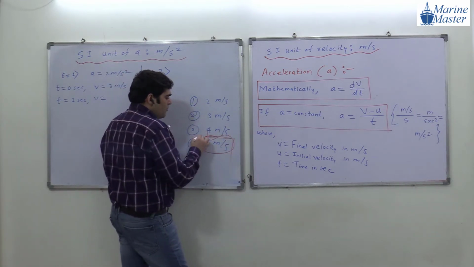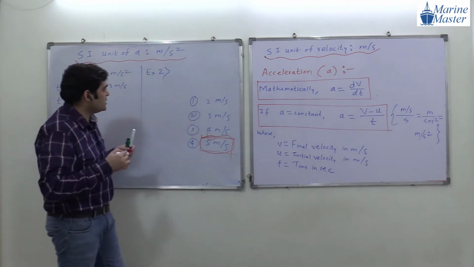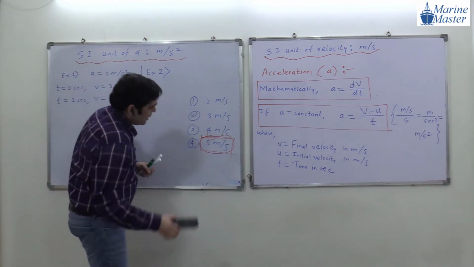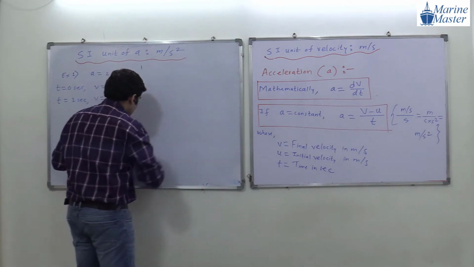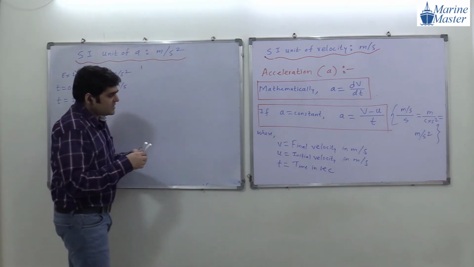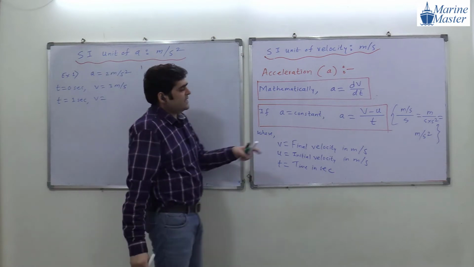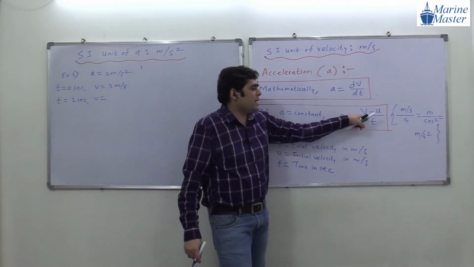So now guys, how are we getting this 5 meter per second? Try to see the scenario. Just observe the things here, I am going to explain. Just now we have seen acceleration is equal to what, guys? V minus u by t.